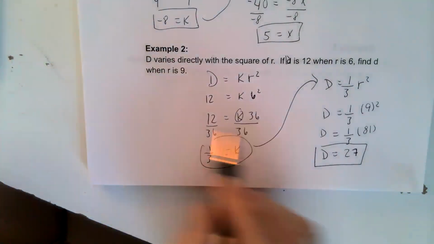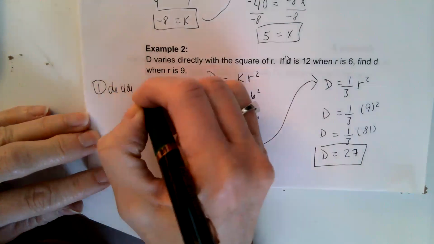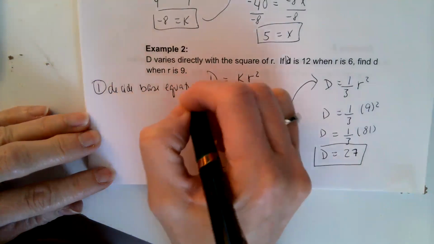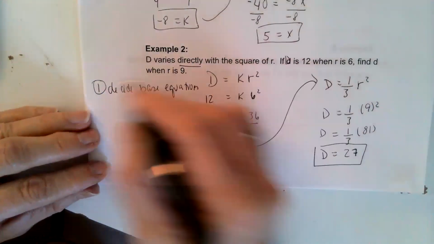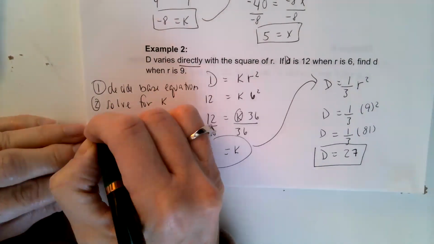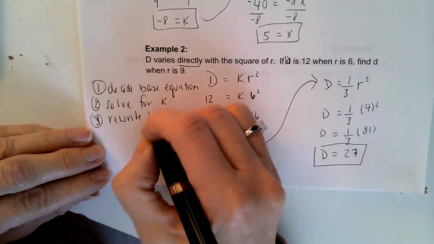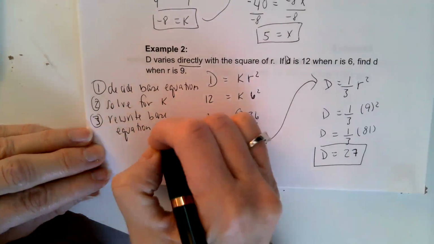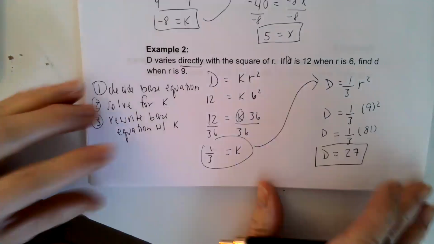So there are 3 steps. The first thing is you need to find a base equation, like decide if it's directly or inversely and how it's going to be set up. That's what we did here. The second thing is to solve for K. And then the third thing is to rewrite the base equation with K. Once you know what K is, then you can use that base equation to solve for the next situation.